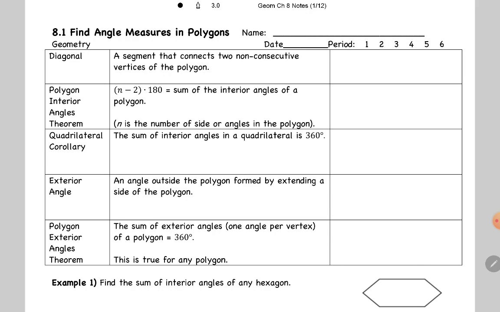We're gonna find angle measures in polygons. So let's start off with some vocabulary. A diagonal.